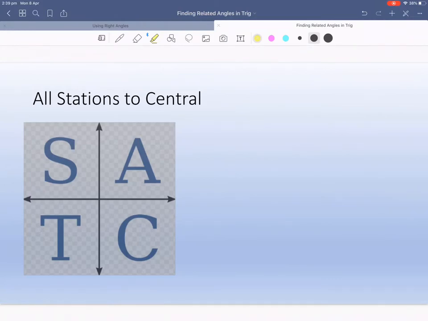So we have this acronym that helps us, and it says All Stations to Central, okay? Now, that's not the way I learned it when I was your age. I don't know why I couldn't remember All Stations to Central. I always used to go ASTC, which doesn't really make sense because you're going down and across, but that's the way I remembered it, and it worked, okay? But anyway, for the sake of what you're saying, it's All Stations to Central.